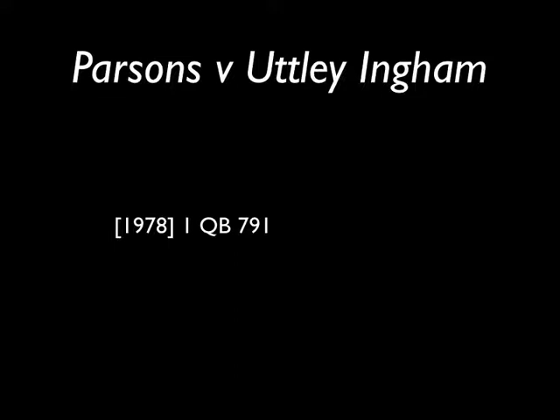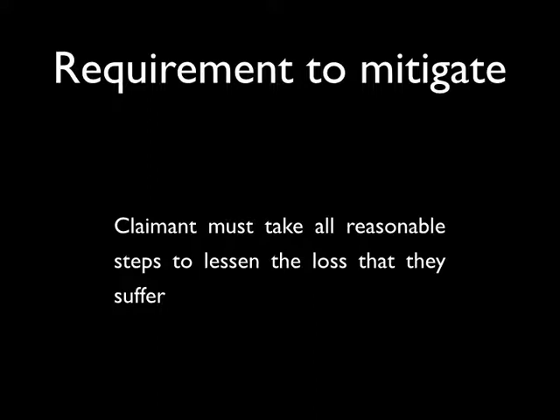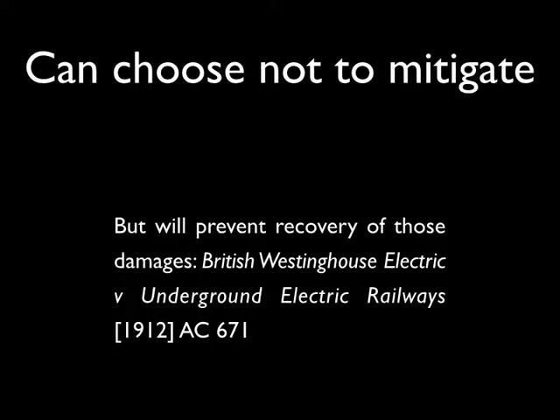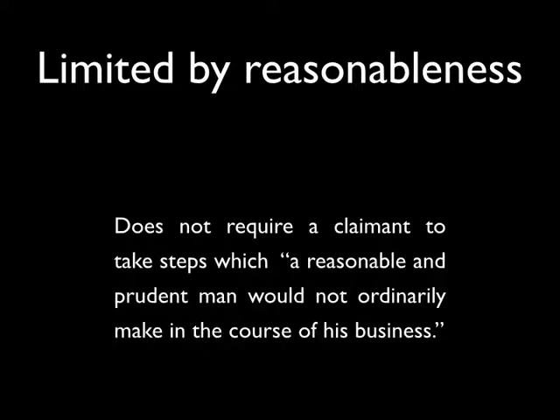The final limitation on recoverability of damages is the obligation on the claimant to mitigate their losses. They must take all reasonable steps to lessen the loss which they suffer. Neglecting to do this is a choice that the claimant can make, but it will prevent recovery of those damages, British Westinghouse Electric and Underground Electric Railways. And the case also establishes the principle that the requirement is only to act reasonably. It does not require a claimant to take steps which a reasonable and prudent man would not ordinarily make in the course of his business.